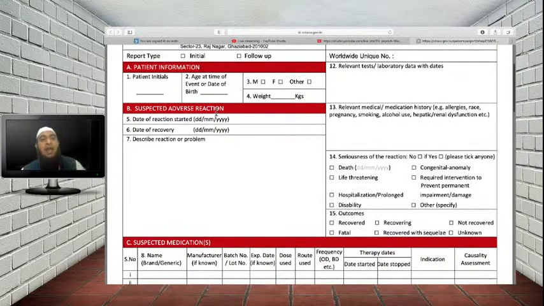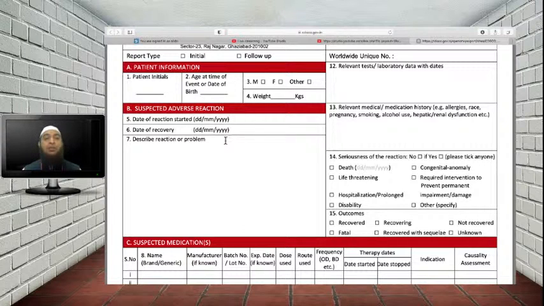Then suspected adverse drug reaction, the date the reaction of that adverse drug reaction started. Maybe the patient has been taking the medicine for 15 days, but the ADR started just in the last 5 days. So that date must come. Then date of recovery from the ADR.